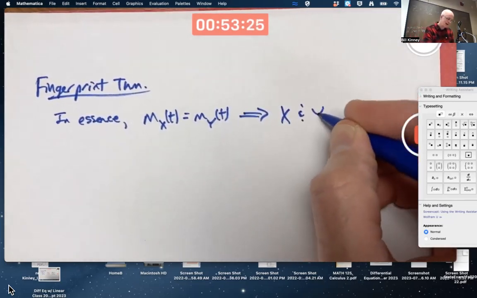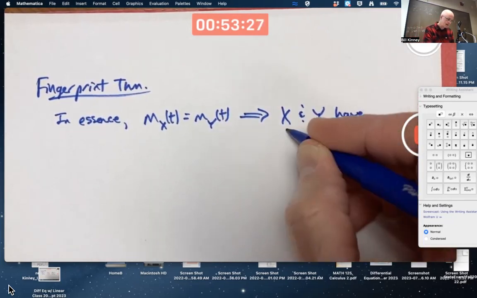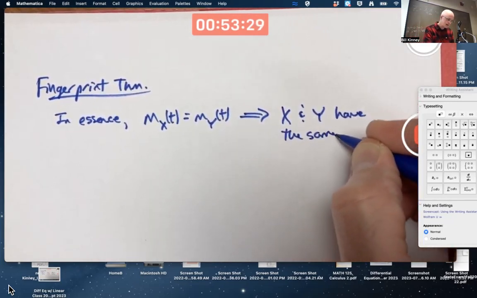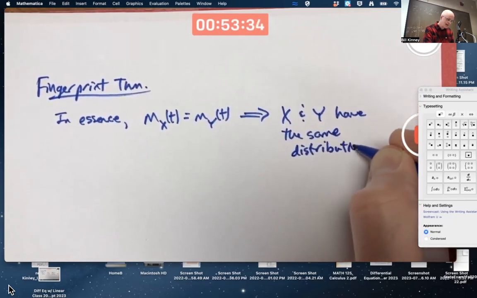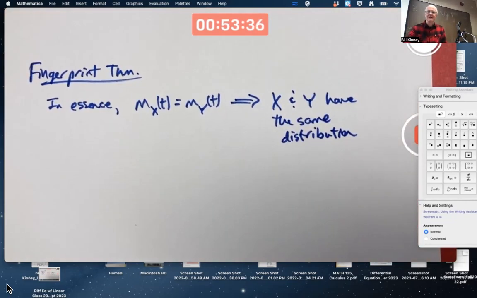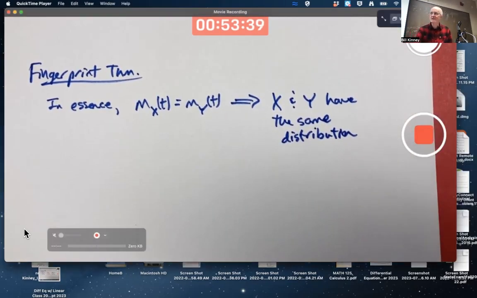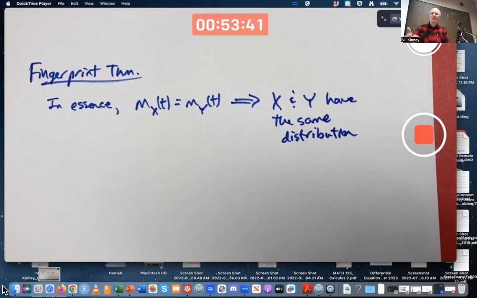X and Y have the same distribution. So the moment generating function acts like a fingerprint, identifying the distribution. It's like, you know, what distribution do you have, X? Let me take your fingerprint. Your fingerprint is the moment generating function. Put it down. I see that moment generating function is the moment generating function for a normal random variable with mean 17 and variance 36. I've identified you.